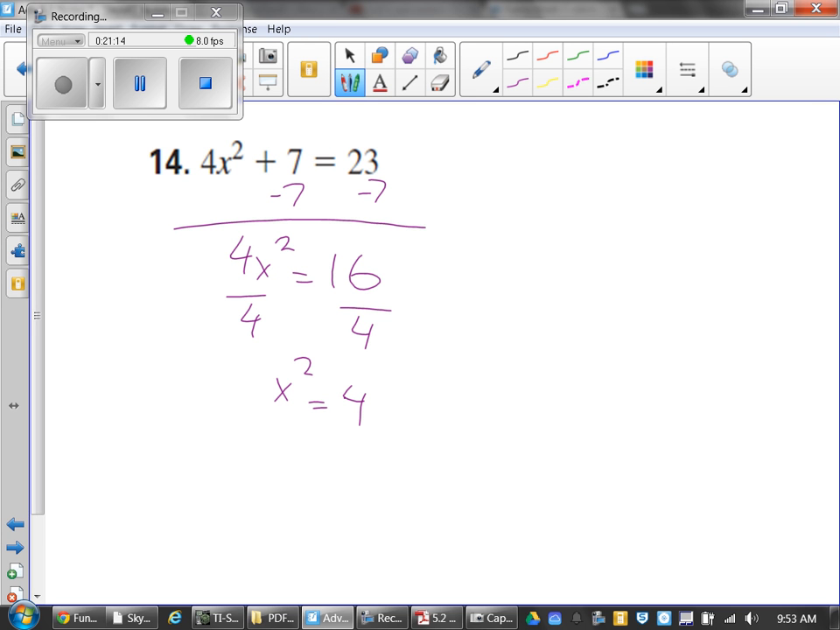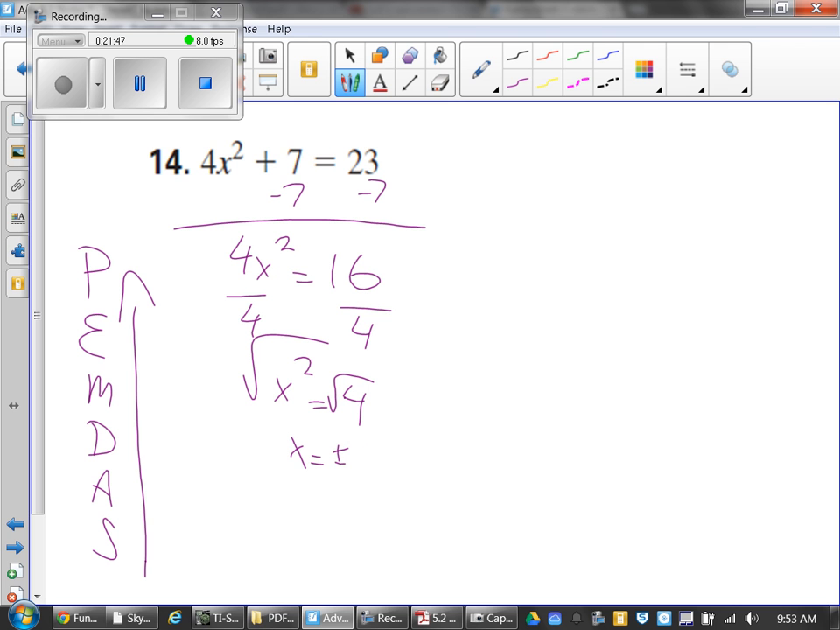Why would you do the square root first? You can't. Why? You have to work this way. To undo stuff, you have to work the opposite of PEMDAS. It's the SOD method. You've got to work the SOD method. And then when you take a square root over an equal sign, what are your solutions?